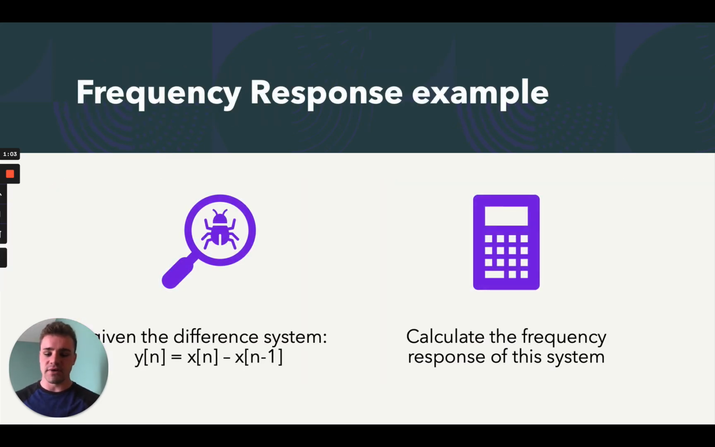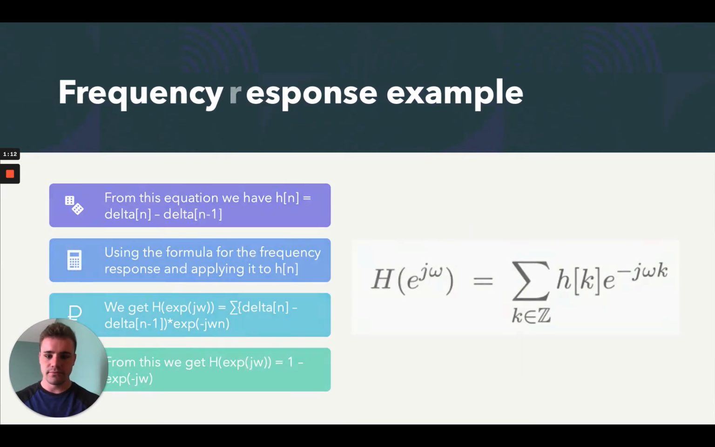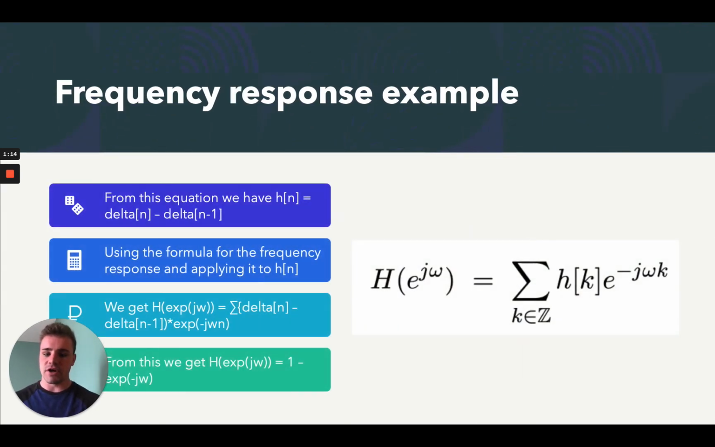Here's an example. So given the difference equation y[n] is equal to x[n] minus x[n minus 1], we want to calculate the frequency response of this system. So from this equation, we can get that the impulse response is delta[n] minus delta[n minus 1]. Applying the equation for the frequency response, we get that it is the summation of the impulse response times e to the minus j omega n. We get that the frequency response of the system is 1 minus e to the minus j omega.